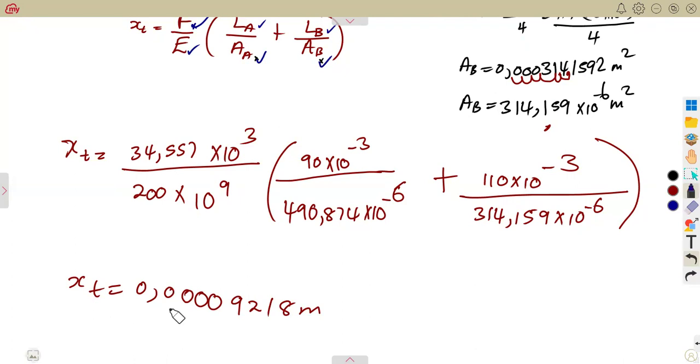So you can just write, guys, 1, 2, 3, 4, 5, or we can even use whatever you want. It can be given as 9.218 times 10 to the power of minus 5 in meters, or in millimeters. It's up to you the way that you write your answer later on. But we have got the total change in length.